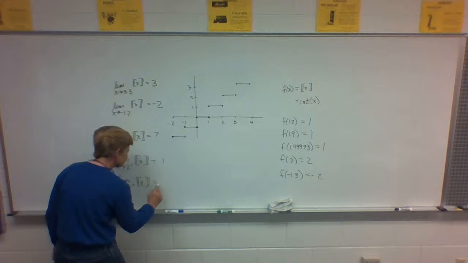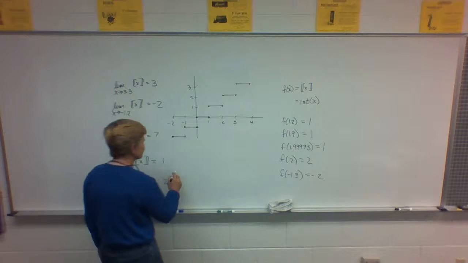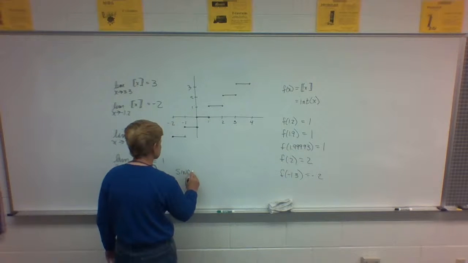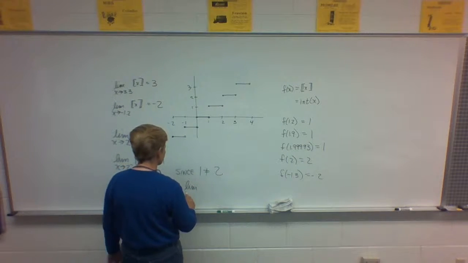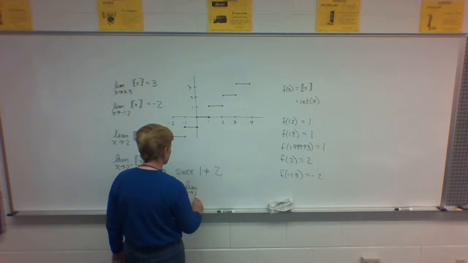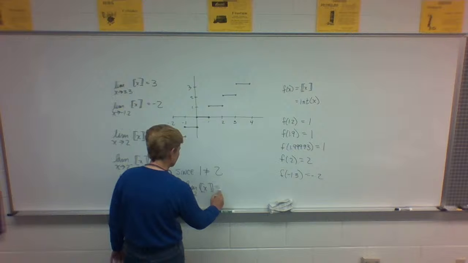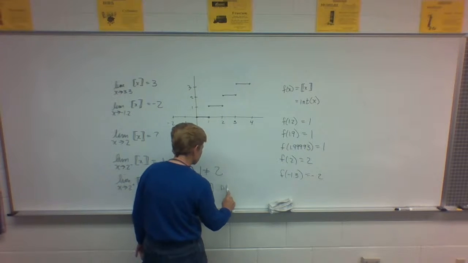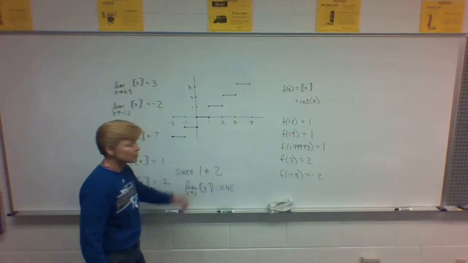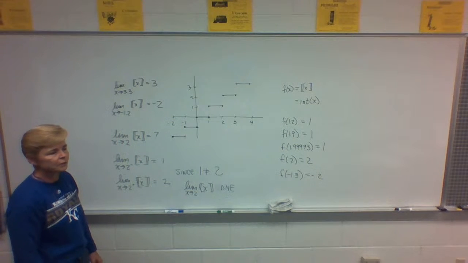It's 2? Yeah. Then we say, since 1 does not equal 2, the actual limit, without regard to left or right, the limit as x approaches 2 of this function, and I don't write equals, you write does not exist. Because it's not settling on the same number from the left and the right.